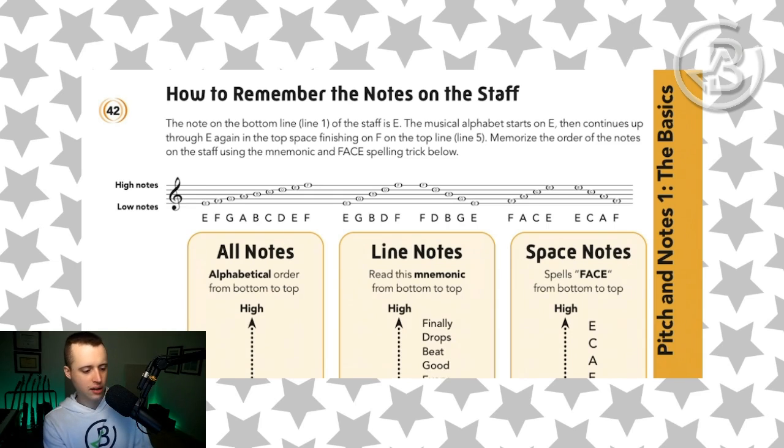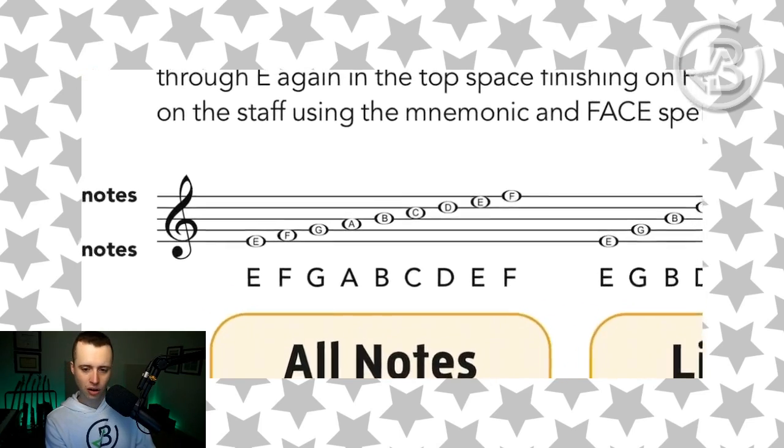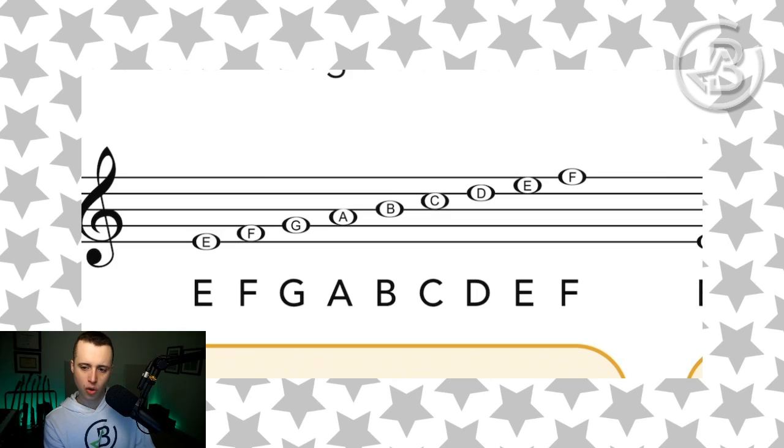So before we do that, let's just take a look at all the notes on the staff with their letter names. So the note on line 1 is E, the note in space 1 is F, the note on line 2 is G, the note in space 2 is A, the note on line 3 is B, the note in space 3 is C, the note on line 4 is D, the note in space 4 is E, and the note on line 5 is F. We're going from low to high, always. High, close to the ceiling, low, close to the floor.